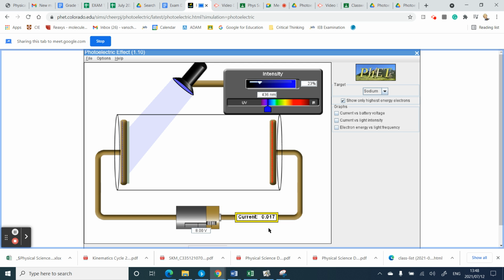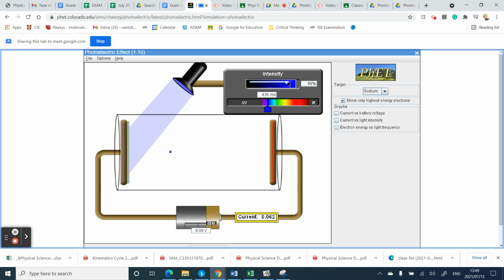So here come the electrons. How many electrons per second are going? At the moment it's pretty low. If I take up the intensity, now more electrons are going per second. Remember current, Q over t. So the charge per second is getting bigger, and therefore the current goes up. Very common question to be asked as well.